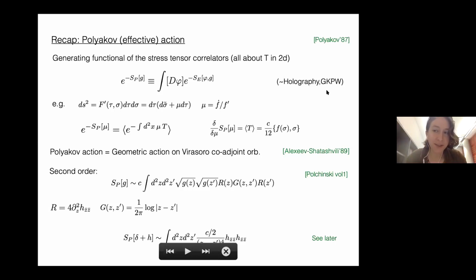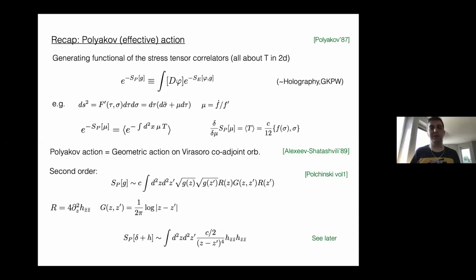So yes. Can you say maybe a little bit about what this buys you, the fact that you're relating the Polyakov action to this Virasoro quadrant orbit? At the moment, nothing, but I'll get to it a bit later. I'll say a bit later.